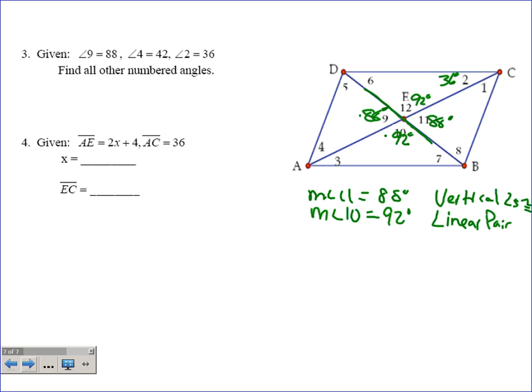Okay. So he's saying because this is a triangle right here, he used the triangle sum theorem to say that the measure of this is going to be 180 degrees minus 36 minus 92. Which should give you, let's see, 52 degrees. That's 52 degrees. Sounds good to me.